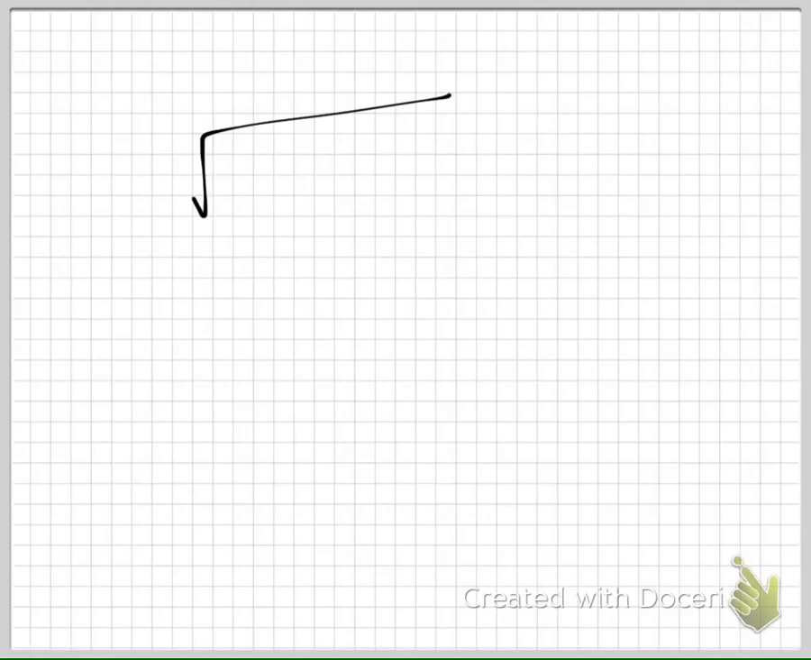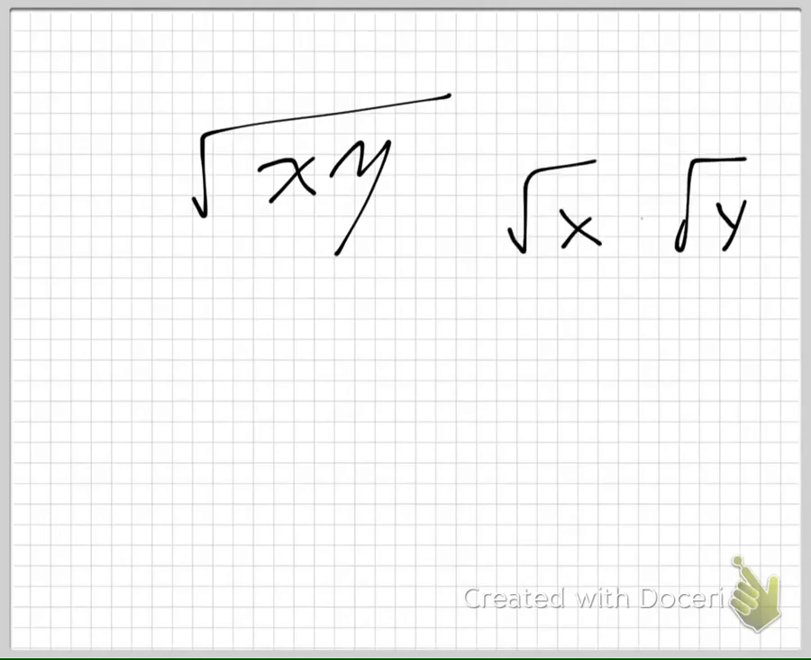The square root of x and y, are you paying attention? The square root of x times y is the same thing as the square root of x times the square root of y. I just need you to understand that concept. Okay, does that make sense? I mean, that should kind of make sense to you.